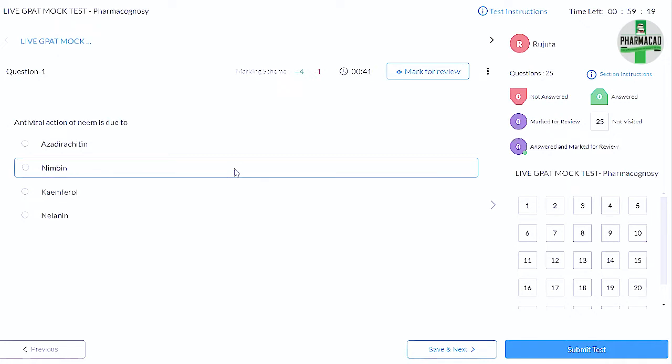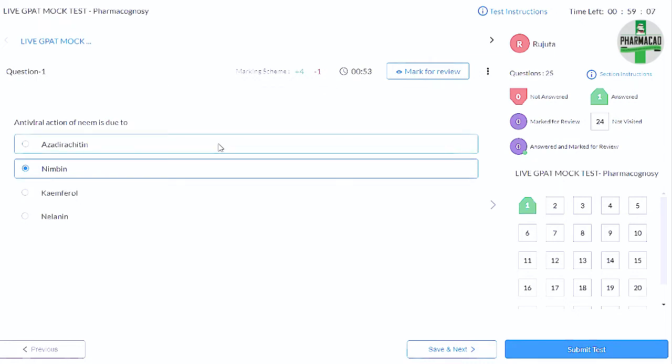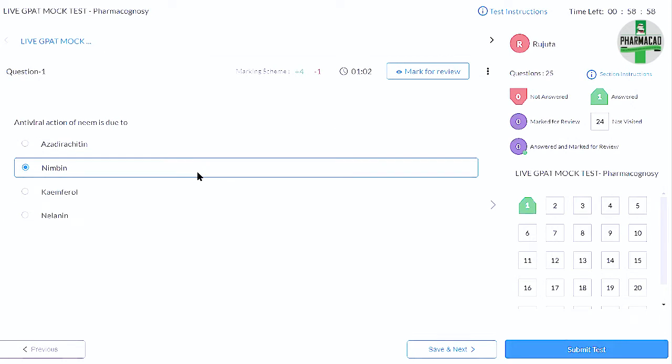Nimbine. Okay, so the answer to this is nimbine. Why nimbine? Because azadirachtin is again one of the important constituents. We say neem has Azadirachta indica. So azadirachtin is one, but why nimbine? Because nimbine, nimbidine, and nimbinine are the alkaloids that are responsible for the antiviral action. Similarly, there are two other alkaloids responsible for different actions. This is a memory kind of question. You don't need to apply much logic here, and this is a pretty simple question.